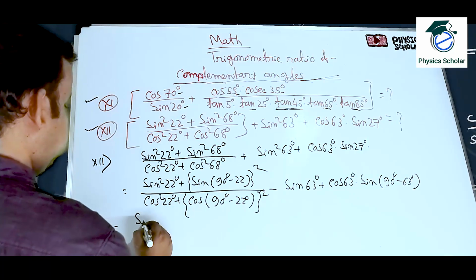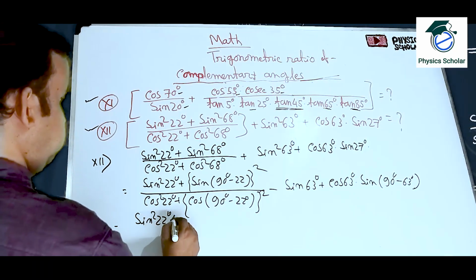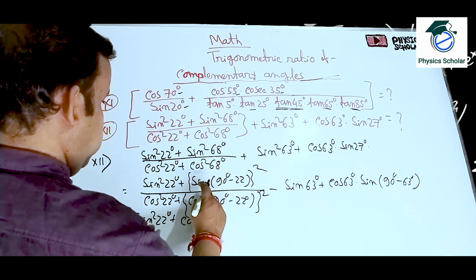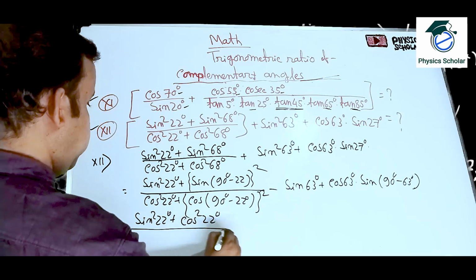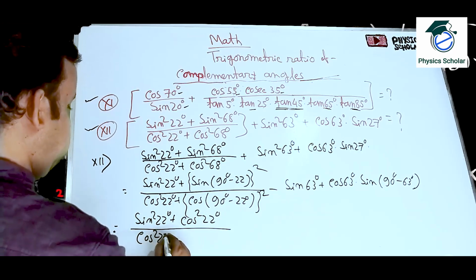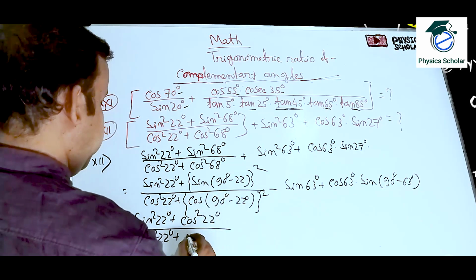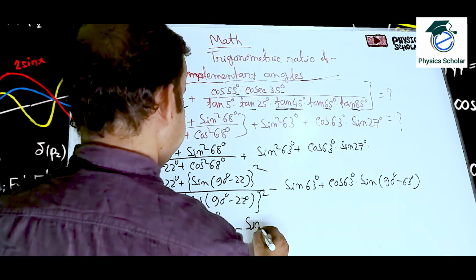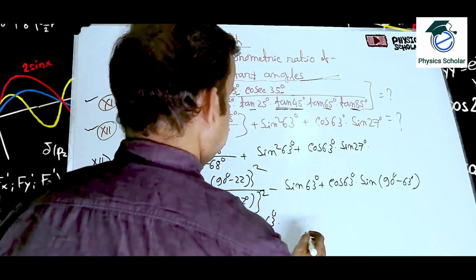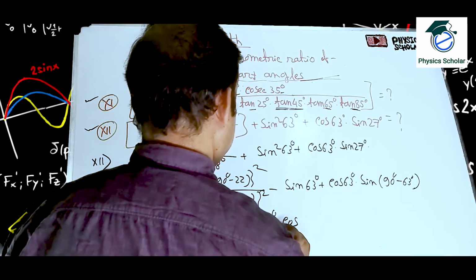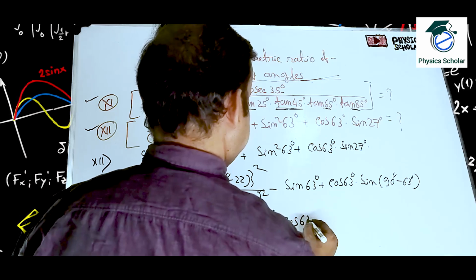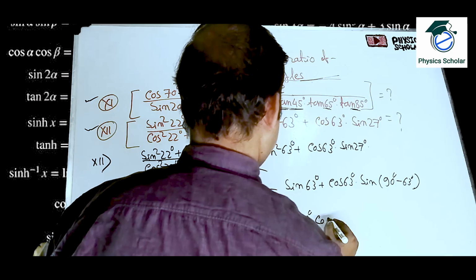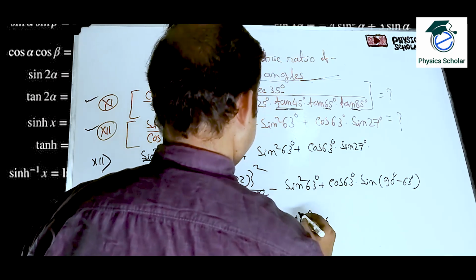So what you can write: sin square 22 degree plus sin(90 minus theta) means cos square 22 degree, means cos theta, and it is square, that's why it is cos square, clear. Now cos square 22 degree plus cos(90 minus theta) means sin, as it is square, so sin square 22 degree minus sin 63 degree into cos plus cos 63 degree into sin(90 minus theta) means cos, clear, so it is square, okay.